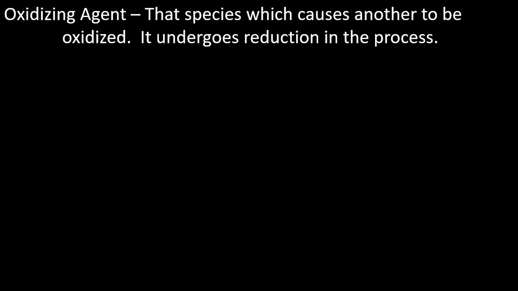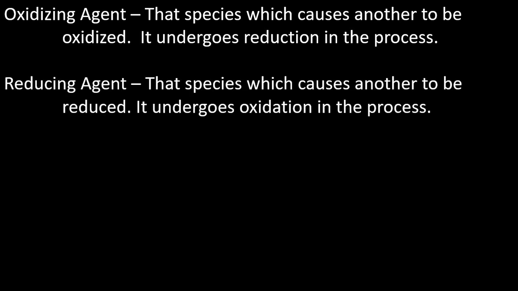Wherever you have a situation where you have oxidation taking place, something has to cause that. You can't have something giving off electrons to just any old place. The electrons have to go somewhere. And so they go to the oxidizing agent. In the process, the oxidizing agent undergoes reduction. Similarly, if something is reduced, something else has to cause it to be reduced, and that's the reducing agent. And that species is then oxidized.